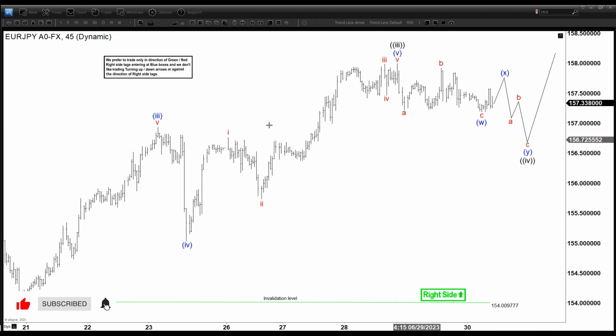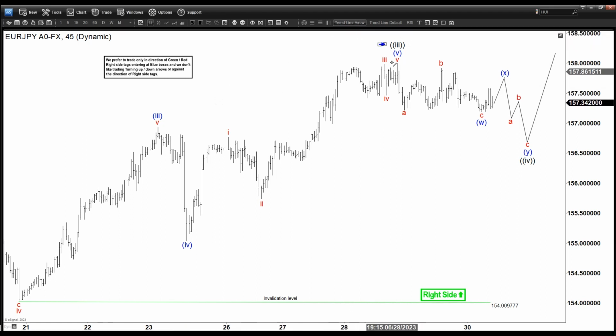We are looking at the chart of Euro Yen, 45 minutes time frame. So we can see it rallies as an impulse, ending with 3 right here. So with 3 in the minute degree, it subdivides into 5 waves in the lower degree in the blue color here. And now we are doing the pullback in the wave 4.